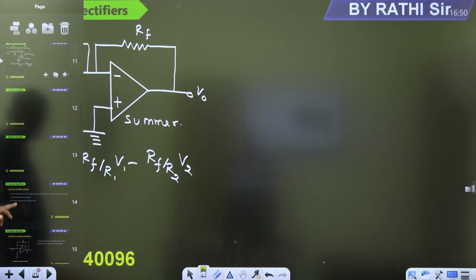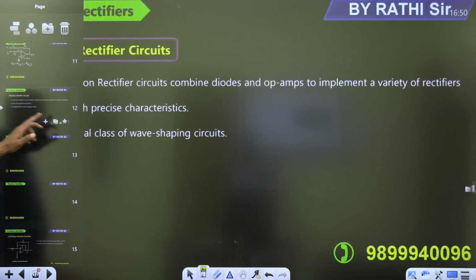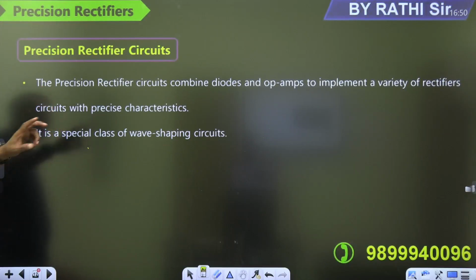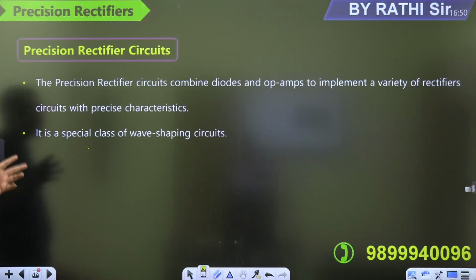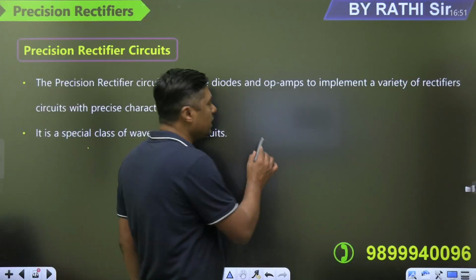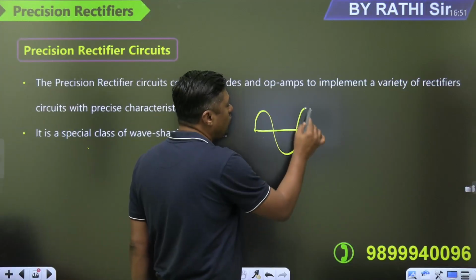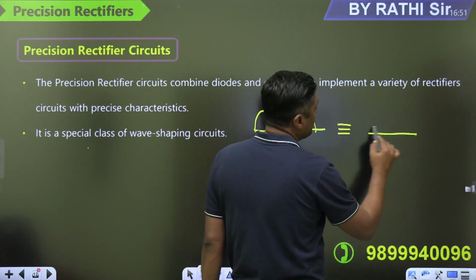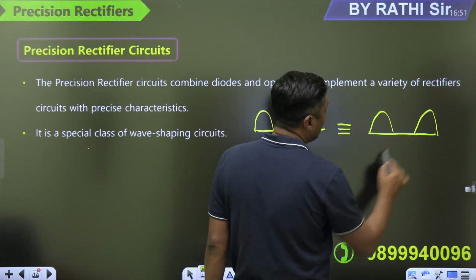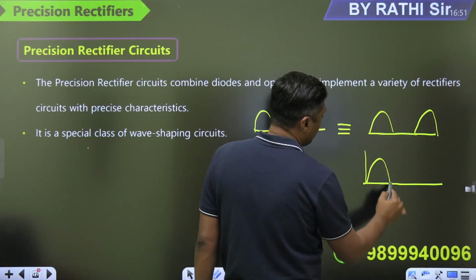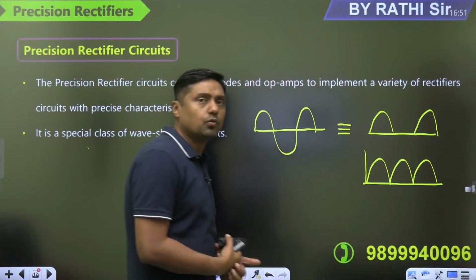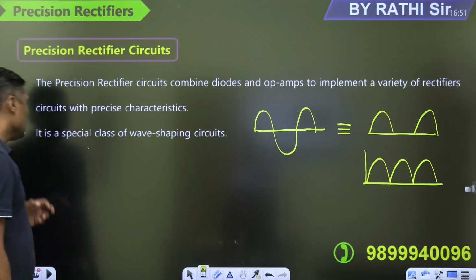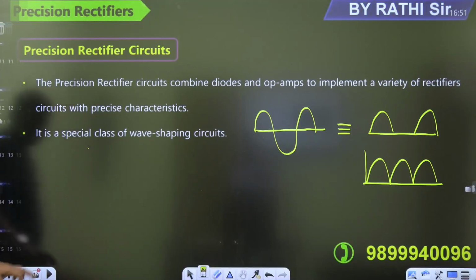Now guys, watch this. Precision rectifiers combine diodes and OpAmps to implement a variety of rectifier circuits with precise characteristics. It is a special class of wave shaping circuit. Wave shaping means we are giving shape to the wave. For example, a sinusoidal waveform we are converting into what? A unidirectional waveform, half wave or full wave. It will shape the wave like this, half wave and full wave, guys. It is a special class of wave shaping circuit.